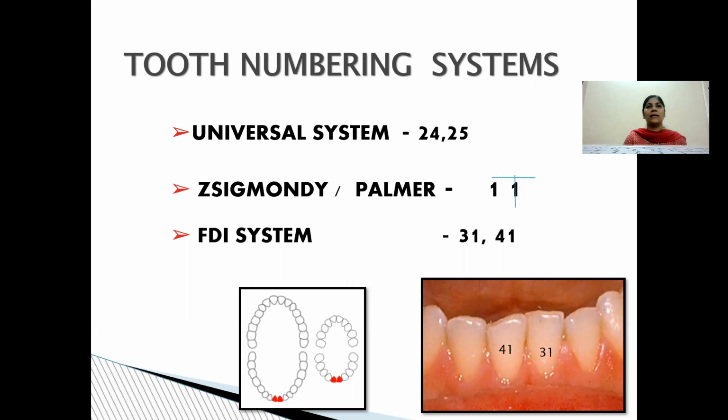There are various tooth numbering systems which denote the tooth. In the Universal system, the tooth is denoted as 24 and 25. In the Zsigmondy-Palmer system, it is 1, 1. In the FDI system, it is 31 and 41.